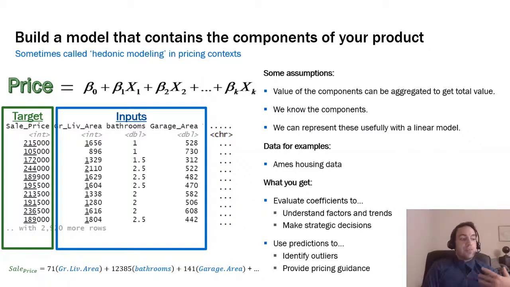You can also use predictions from a model like this for, let's say, identifying outliers. So maybe you can see which deals were outside of what would have been expected, or you could also use it for providing pricing guidance on future deals that come in.